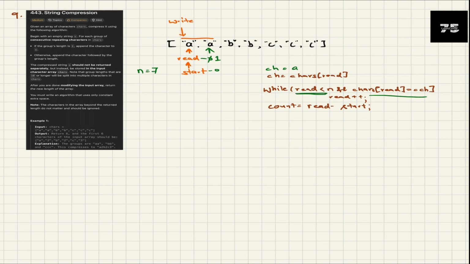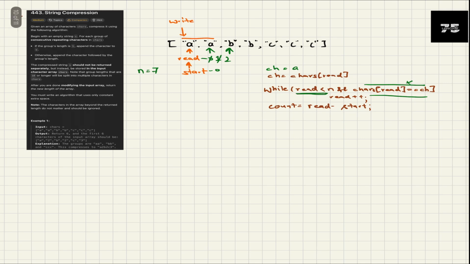Then I'm again gonna do read plus plus. So my read is currently pointing to 2, like it's at index 2. Now again, my read is less than n. Yes, but my character, now this condition does not satisfy. So what I'm gonna do, I'm gonna come to the count and I'm gonna have count equal to read minus start. We started with 0. So which is exactly the number of times I have a present in my array, right?